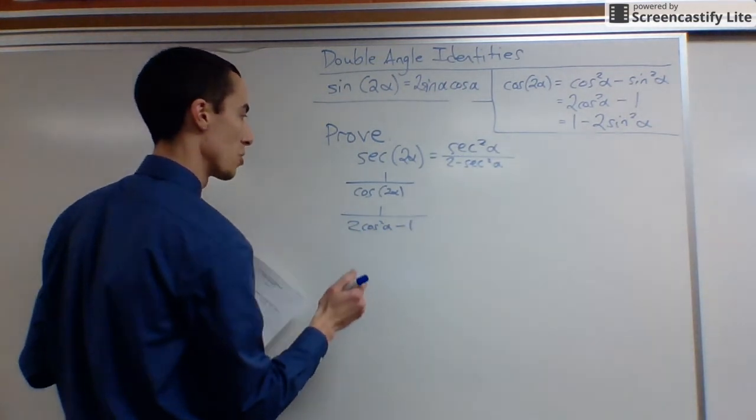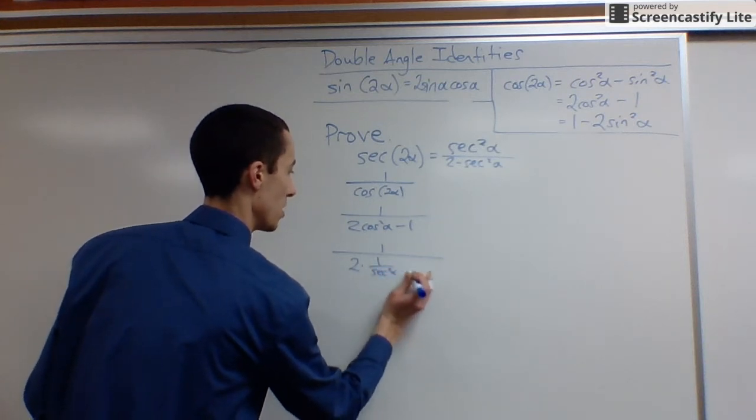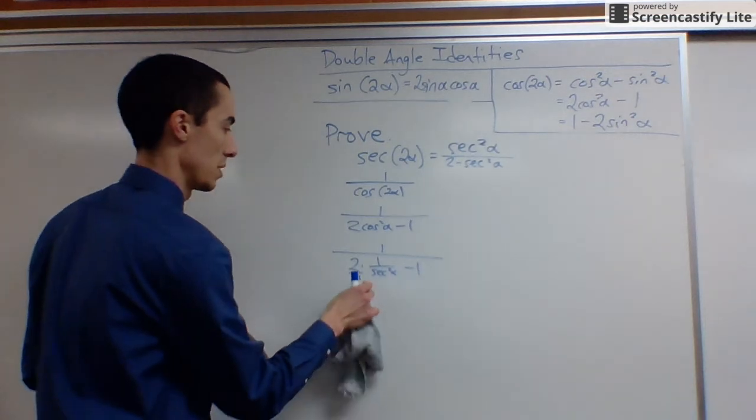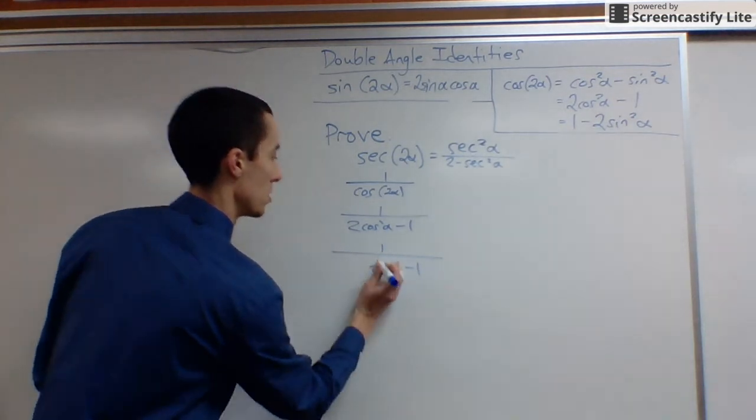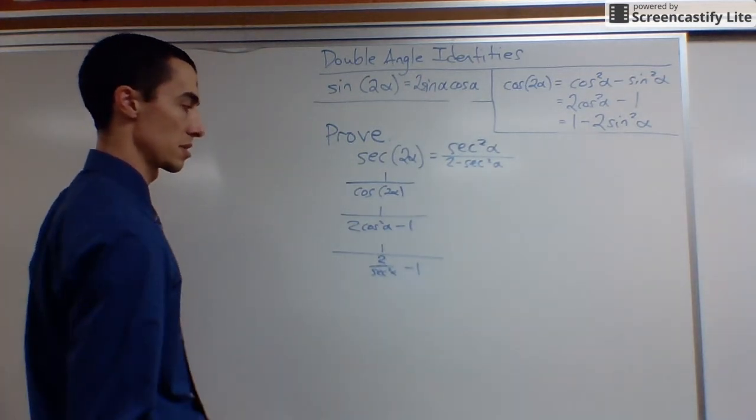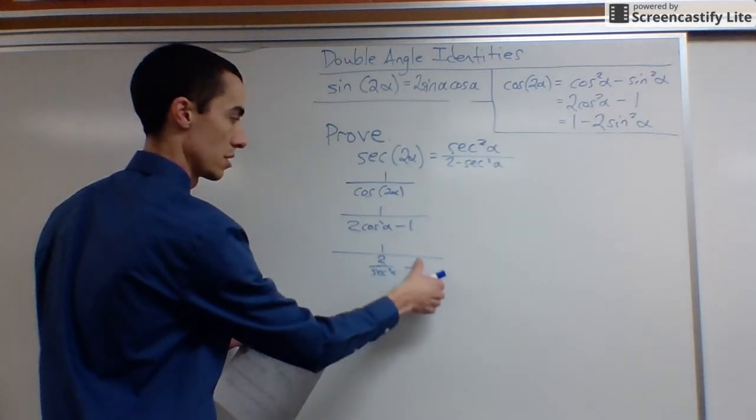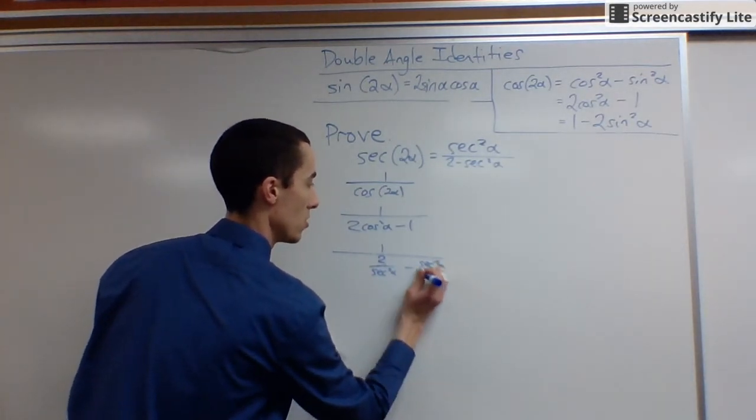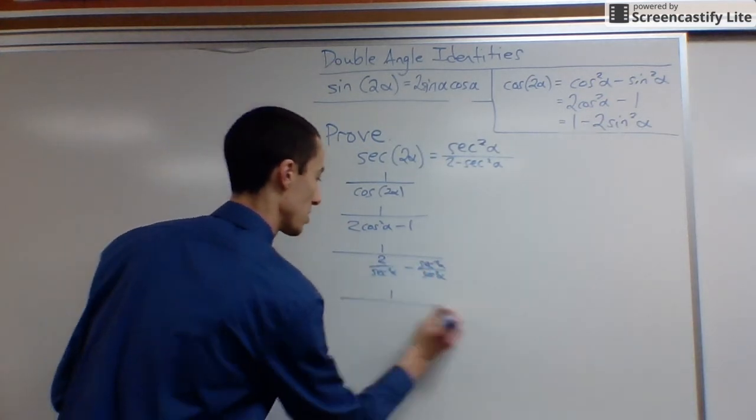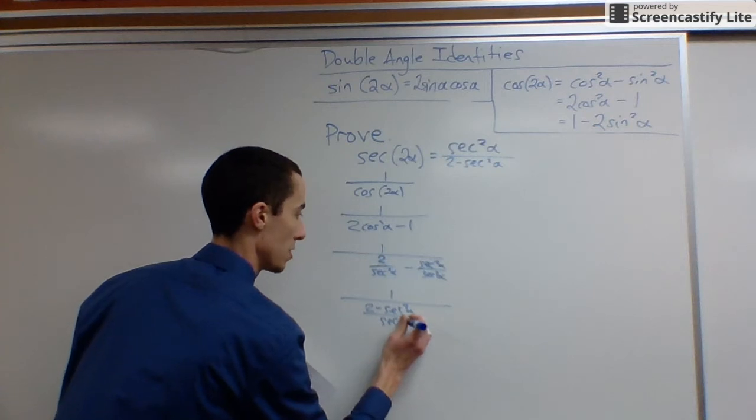Next, cosine is the same as 1 over secant. So this becomes 1 over 2 times 1 over secant squared alpha minus 1. Now, 2 times 1 over secant becomes 2 over secant squared. Now I want to combine these 2 terms down to my denominator. To do that, we need common denominators. And so I'm going to multiply this one by secant squared over secant squared. Now that we've got common denominators down here, we can subtract the 2 fractions. So we've still got the 1 up top, 2 minus secant squared alpha on the bottom, over secant squared alpha.